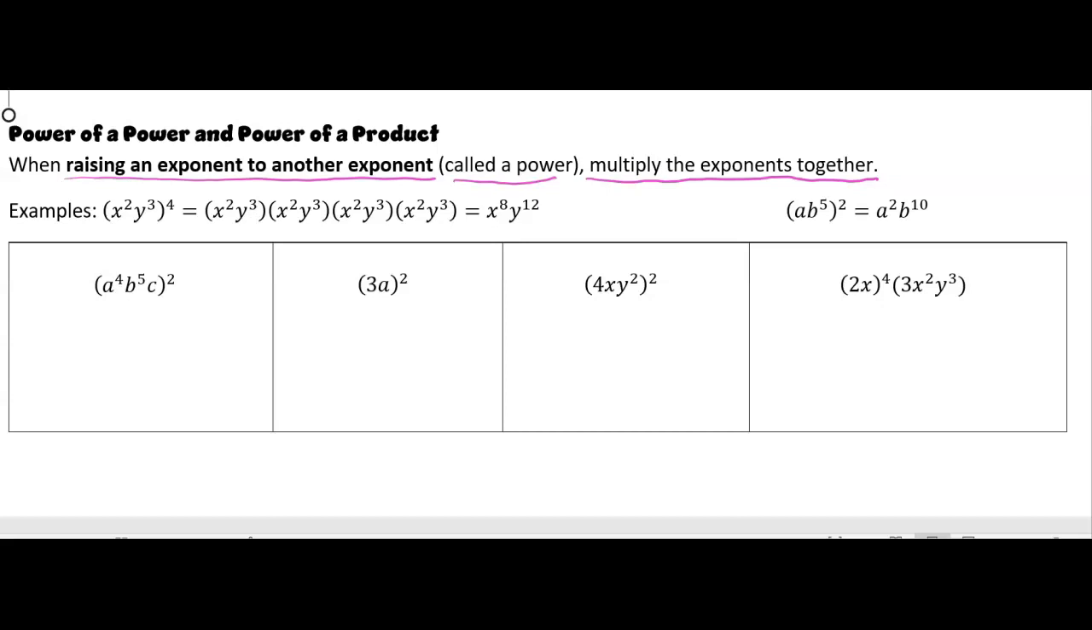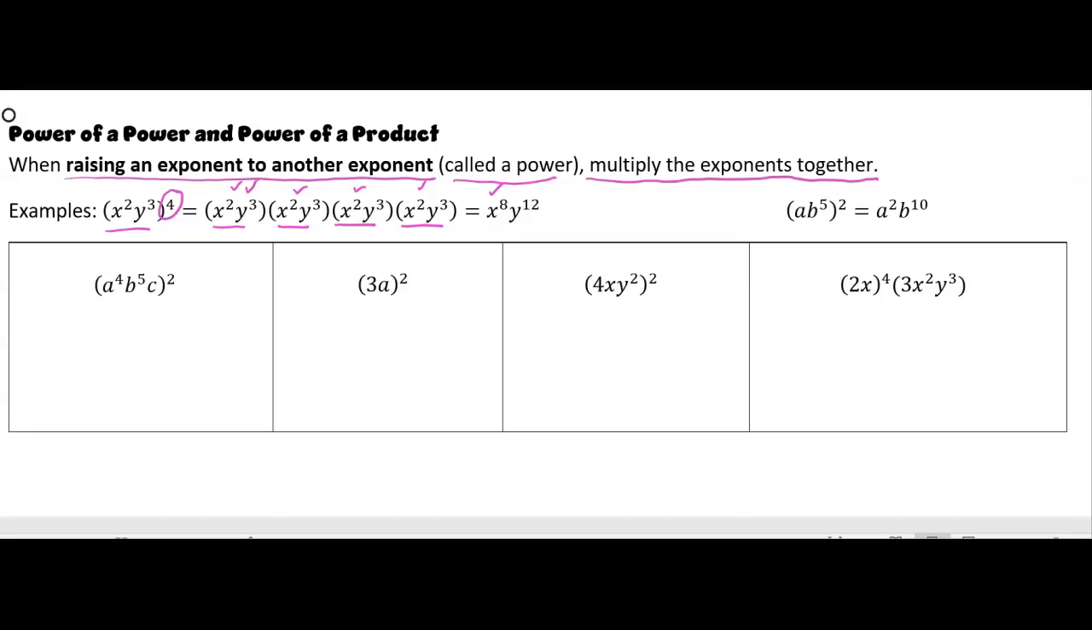And what does it really mean if you take something to the fourth power? That means take it times itself 4 times. So we'd have x squared y to the third times itself 4 times. And then we would end up adding 2 plus 2 plus 2 plus 2. That would give us x to the 2, 4, 6, 8. That would give us x to the 8th.